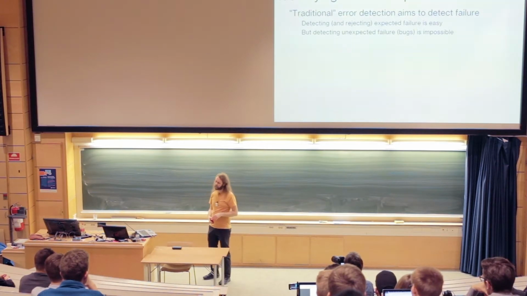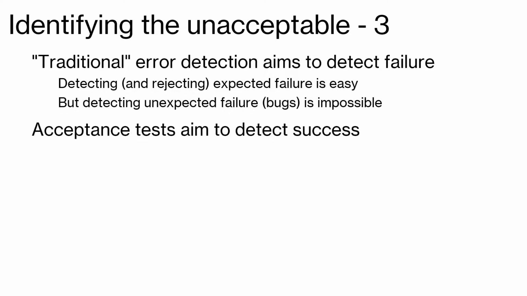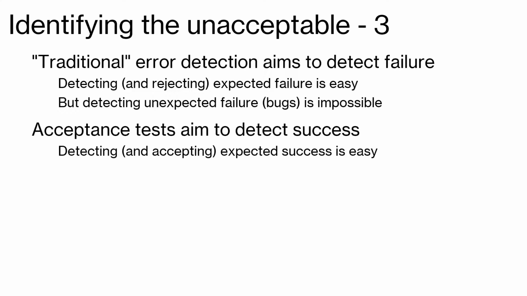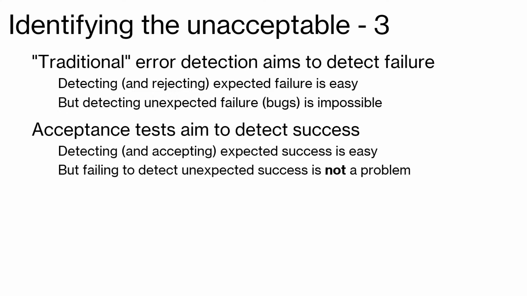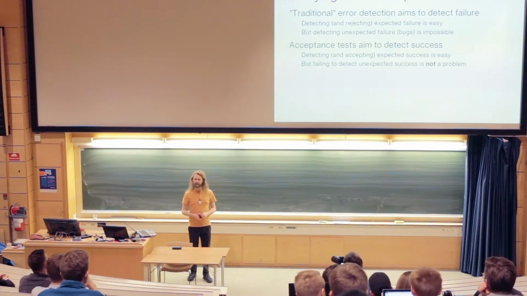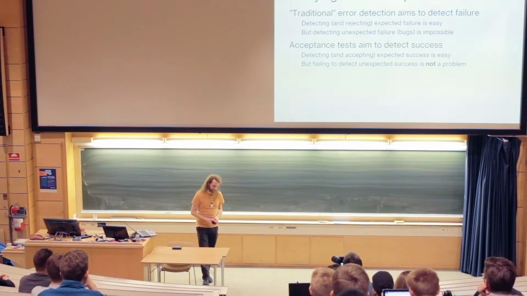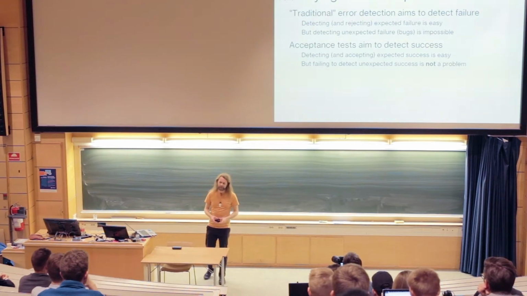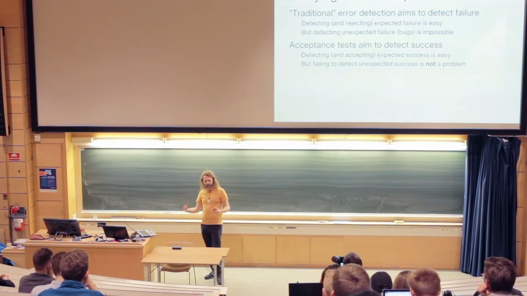So instead, we take a top-down approach. Instead of detecting failure, we try to detect success instead. So detecting expected success, well, again, that's easy. And detecting unexpected success, well, what happens if we don't detect unexpected success? We reject unexpected success. Well, okay, again, it's not ideal, but we can live with this. So the approach is, instead of a bottom-up approach, a top-down approach. We're taking all the acceptable behaviors, and we're nibbling away at them until we're left with all the unacceptable stuff and possibly some other acceptable stuff.